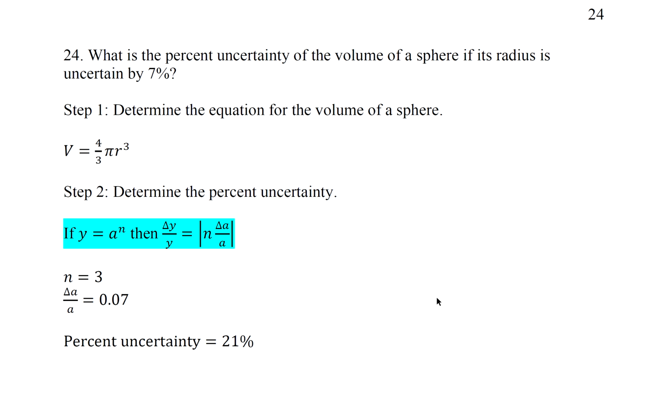Question 24, what is the percent uncertainty of the volume of a sphere if its radius is uncertain by 7%? Well, let's first find the volume of a sphere. It's 4/3 pi r cubed. We know 4/3 pi has no uncertainty. So our solution is going to be 3 times 7%.